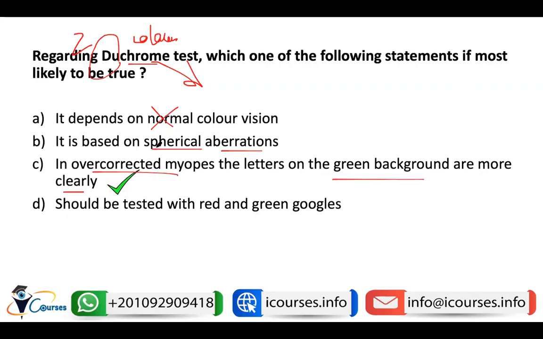It is based on the chromatic aberrations, as we mentioned, and it is not tested with red-green goggles. It is not like the Rutherford dot test. The patient is just presented with letters mounted on a red background and letters mounted on a green background, but there is no need for red-green goggles.